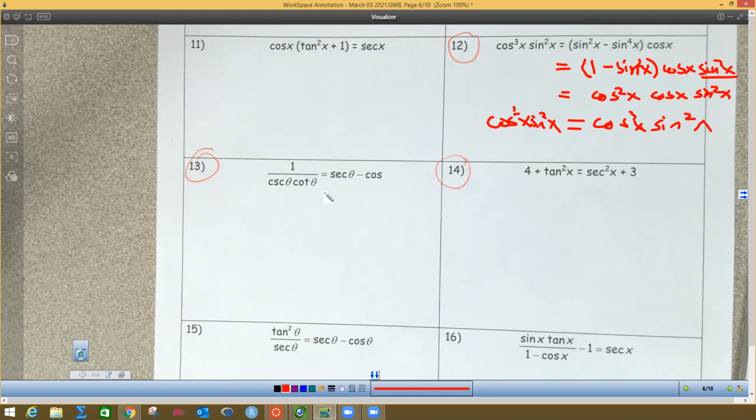Number 13, I may work both sides on this one. So the first thing I'm going to do is change both of these into, well, there's actually a couple ways I can do this. I think I'm going to split this up into 1. This can be written as 1 times 1 is still 1. So I can write this as 1 over cosecant times 1 over cotangent.